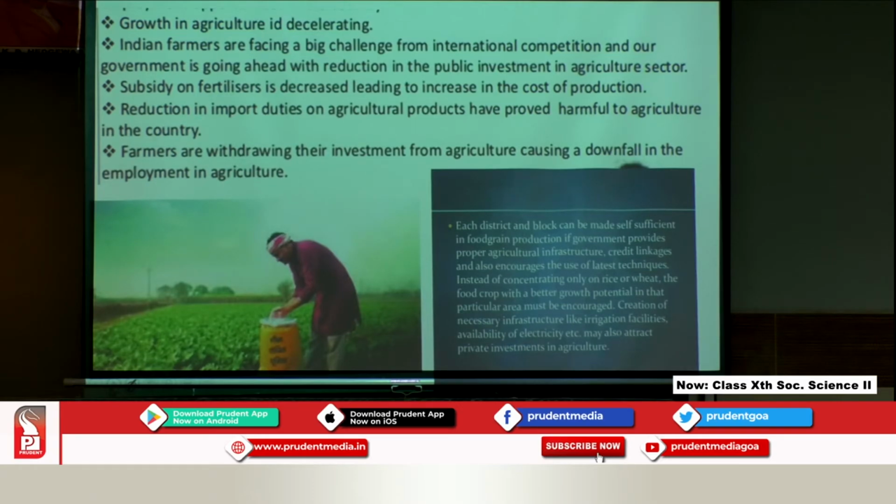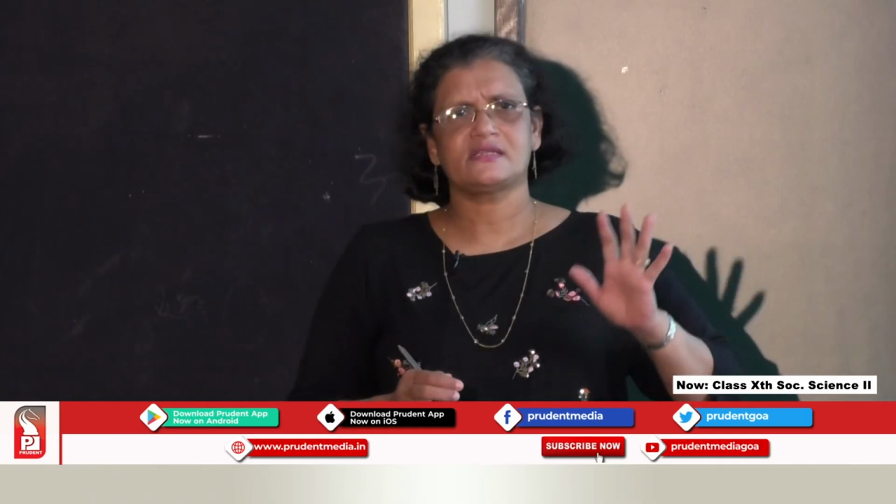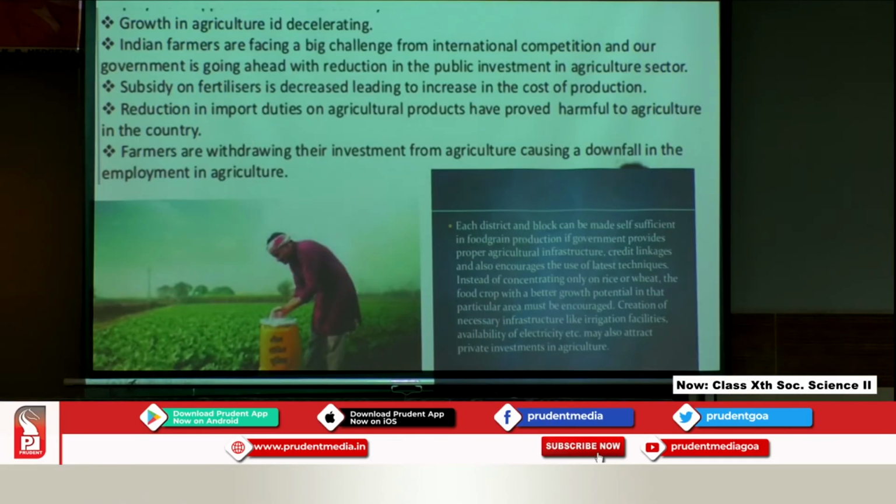Reduction in import duties on agricultural products has proved harmful to agriculture in the country. When we import, there is a certain fee, known as a duty, which is paid in order to import, maybe a gadget or whatever material or machinery is required for agriculture. Now, when there is a reduction on the import duties, you will see again that it becomes expensive for the farmers. The farmer has to pay more from his pocket in order to procure this. So, this again has been a setback in Indian agriculture.